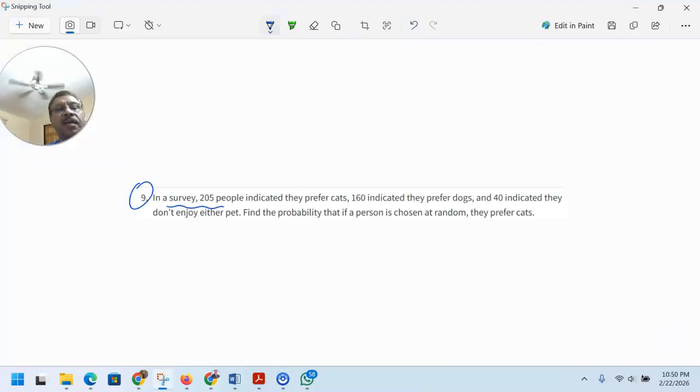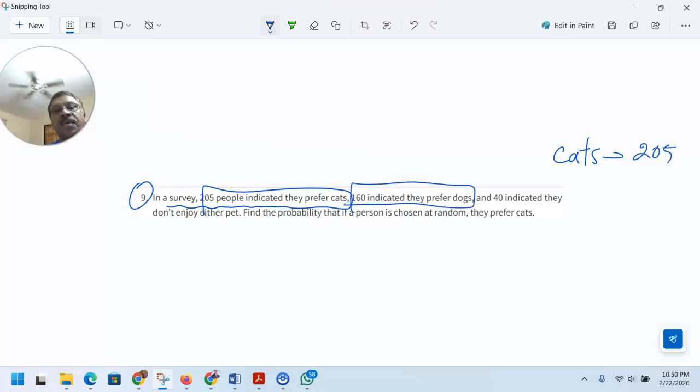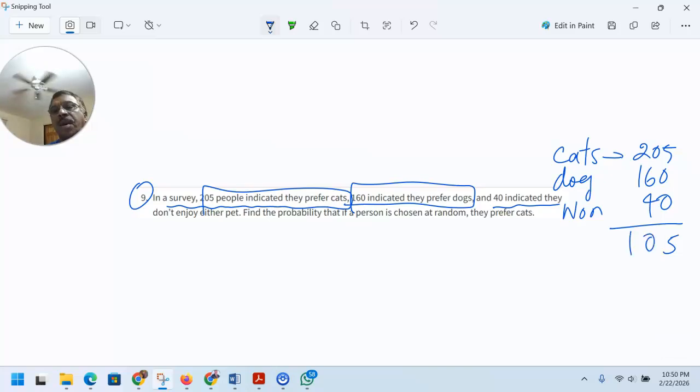Question number 5. In a survey, 200 people indicated they prefer cats, and altogether 205 like cats. 160 prefer dogs, so the dogs are 160, and 40 of them prefer none, so they don't like any pets at all. So there are 40. If you add these, you get 405. So this is the total number of possible outcomes.